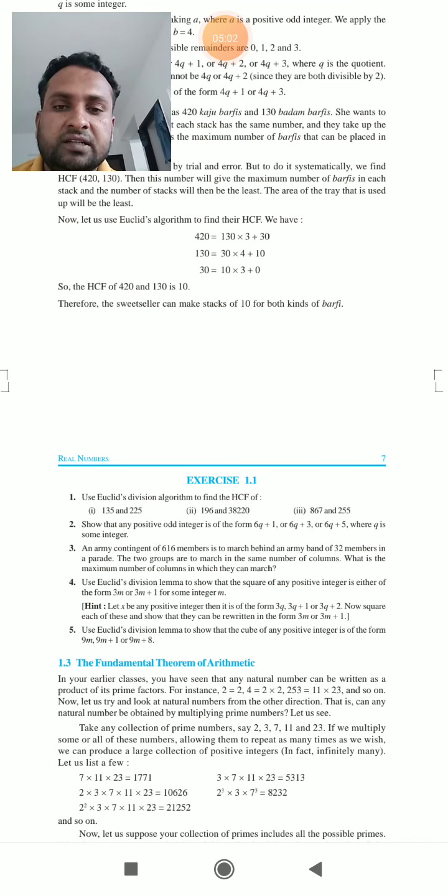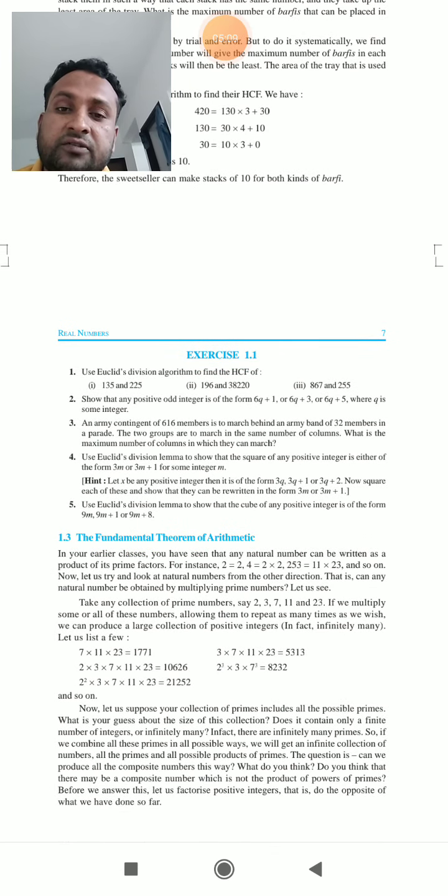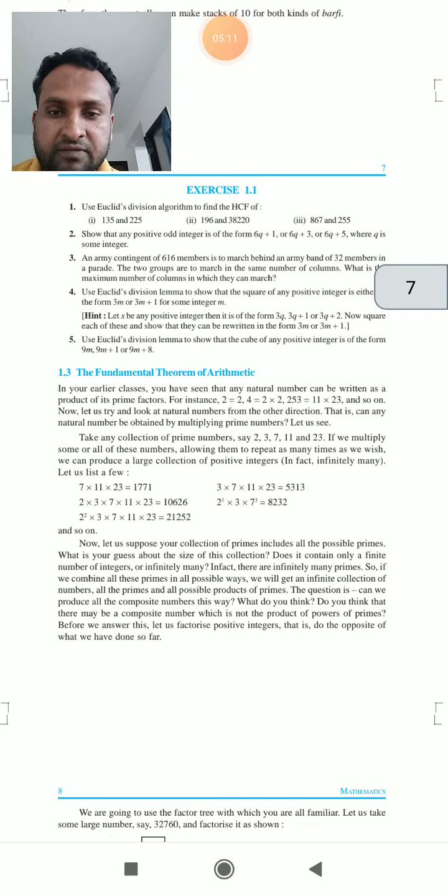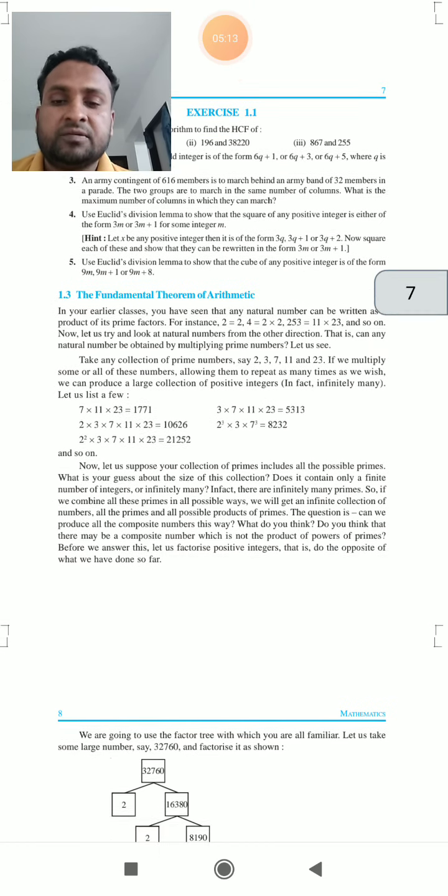Only one example is here for the examination point, because the remaining parts are removed from the syllabus now. Now the next one is the fundamental theorem of arithmetic. What is the fundamental theorem of arithmetic?